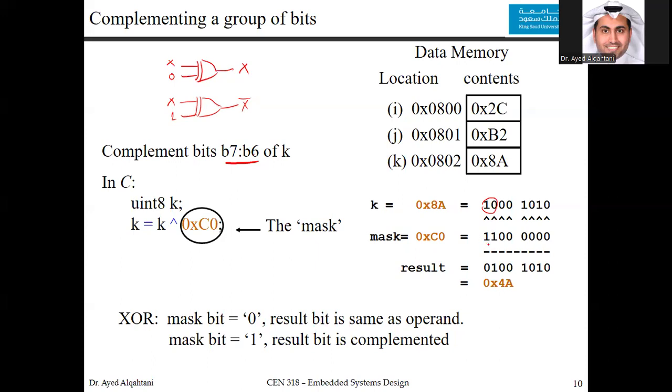So whenever we want to complement, we use the XOR operation, and we put ones in the places that we want to complement. And you can see here, the 0 becomes 1, and the 1 becomes 0. The rest of them, they are the same. So the appropriate mask is 0 and C in hexadecimal.